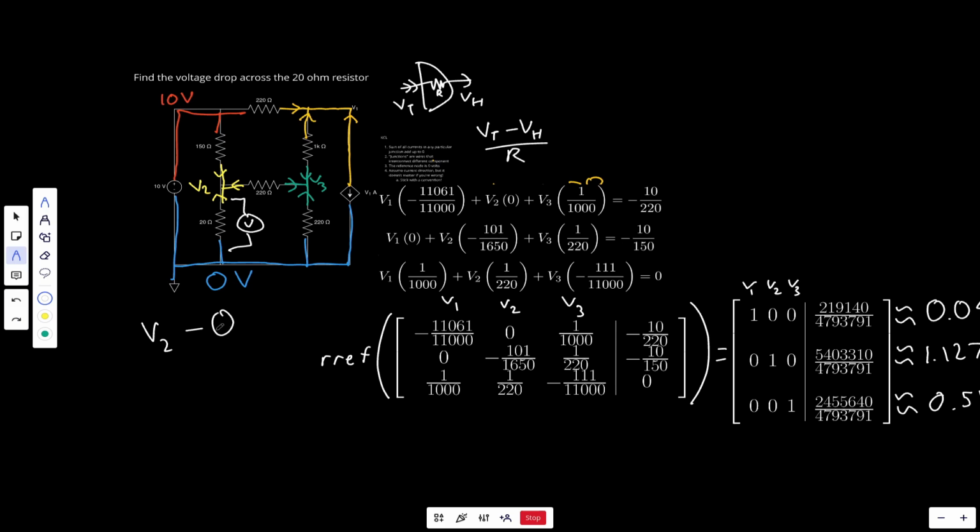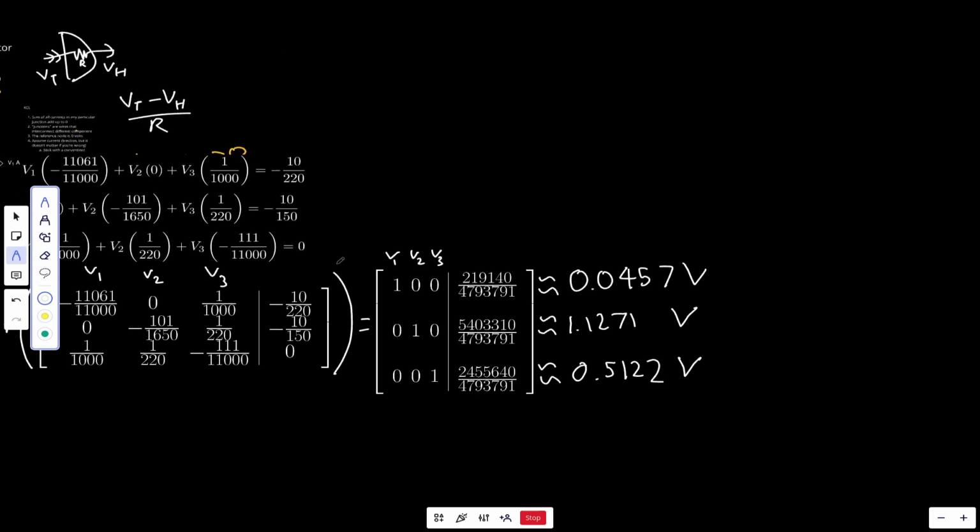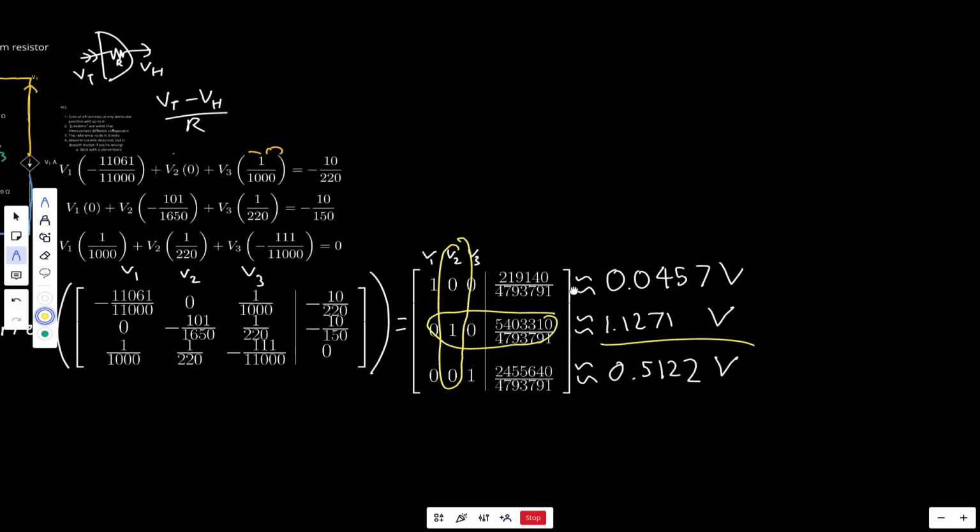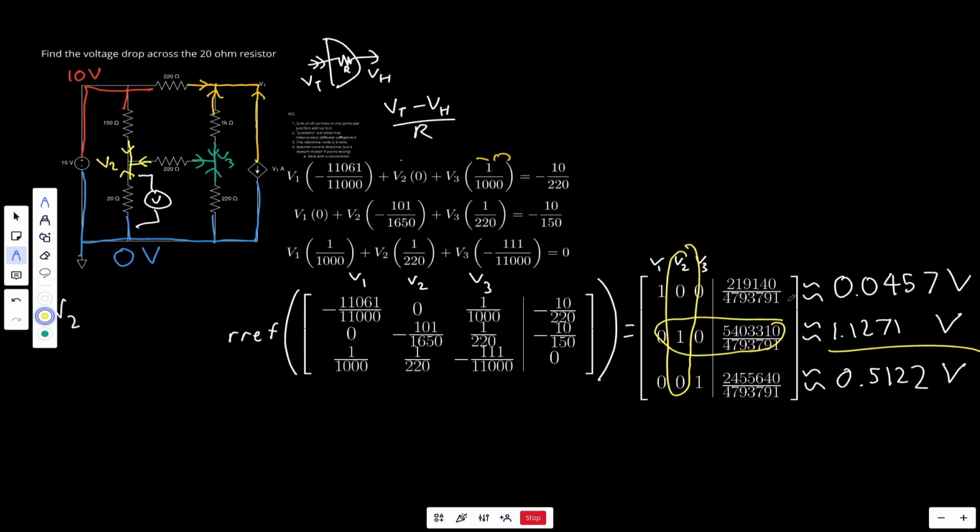And V2 minus 0, as you may intuitively see, is just V2. So the question is really just asking, what is V2? And if we look at this, we know that V2 is our second column. Therefore, our answer is also going to be our second row. Therefore, it's approximately 1.1271 volts.